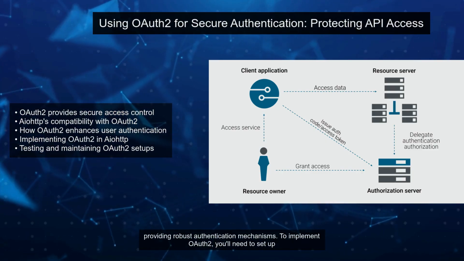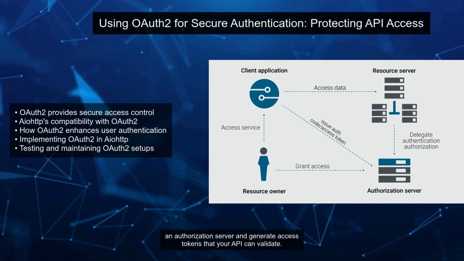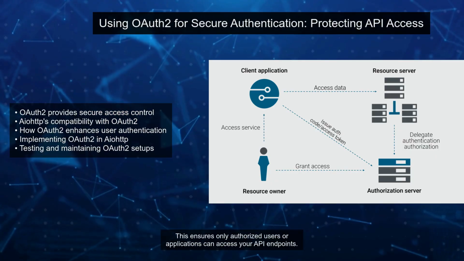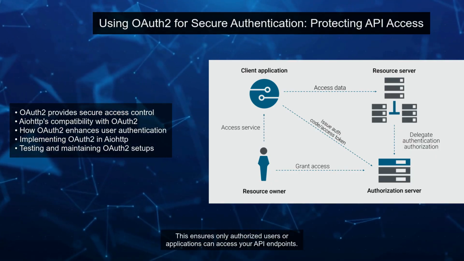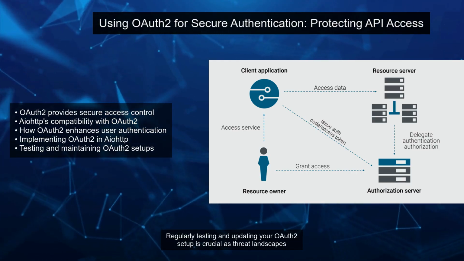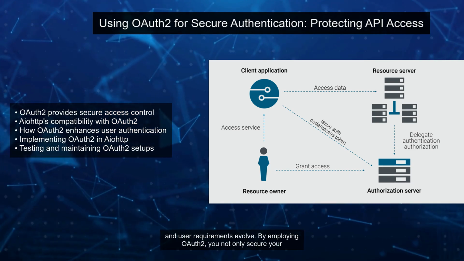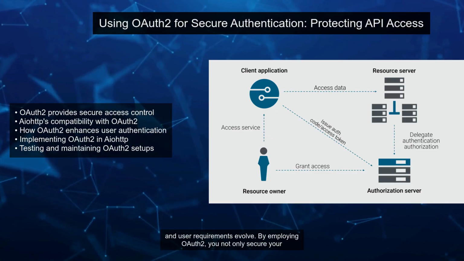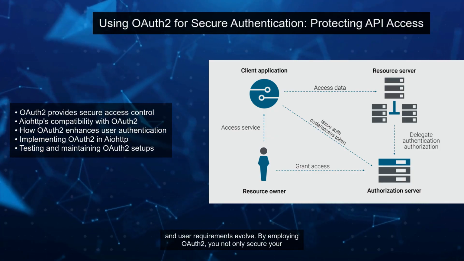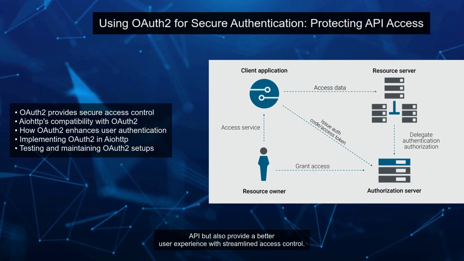To implement OAuth2, you'll need to set up an authorization server and generate access tokens that your API can validate. This ensures only authorized users or applications can access your API endpoints. Regularly testing and updating your OAuth2 setup is crucial as threat landscapes and user requirements evolve. By employing OAuth2, you not only secure your API but also provide a better user experience with streamlined access control.